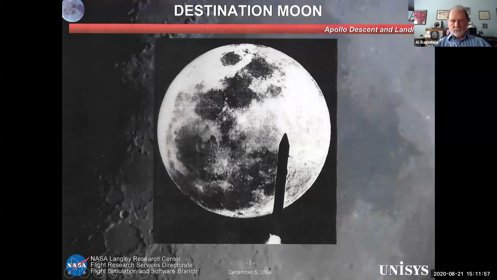They came around the moon. We tracked them for a little bit at mission control to make sure everything was okay. And then they lit the engine right about here, landed right about here.